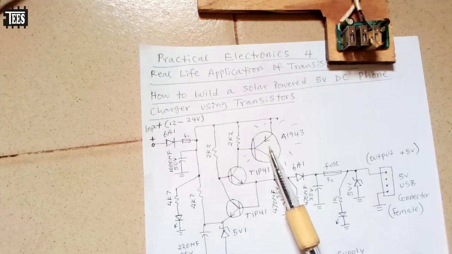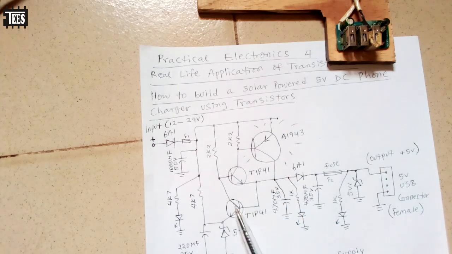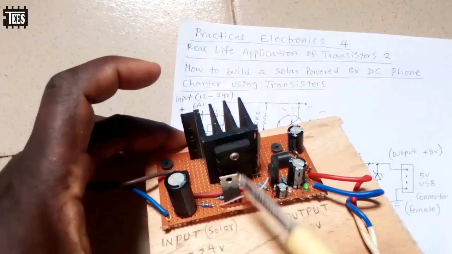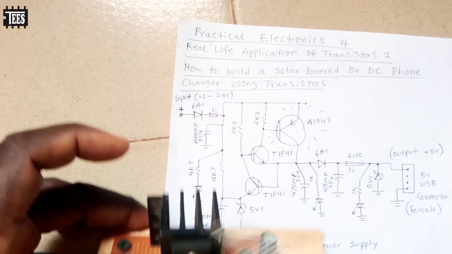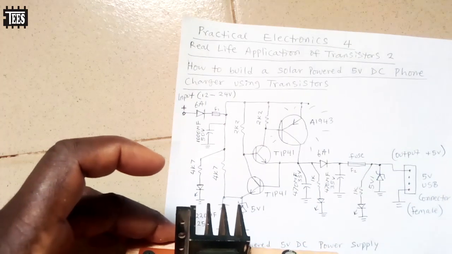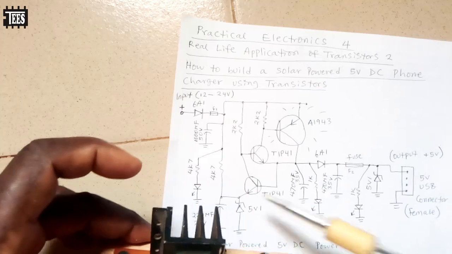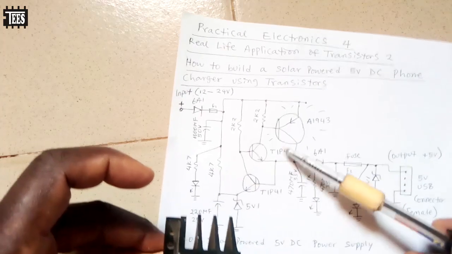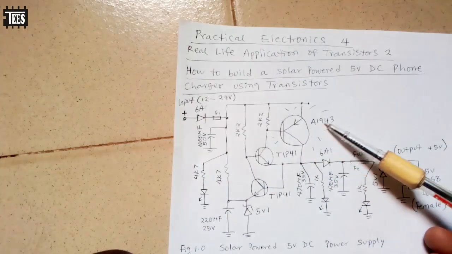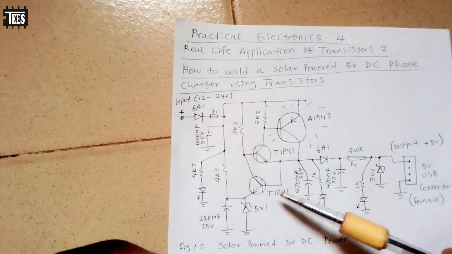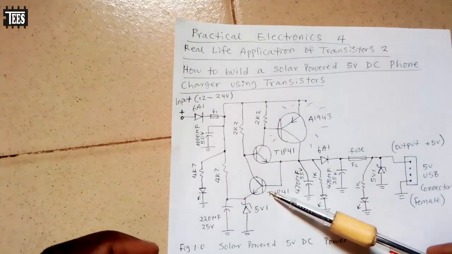This is a PNP transistor, this is an NPN transistor, this is also an NPN transistor. So we have 3 transistors here. The PNP transistor, the one we have here. Then we have the NPN transistor, the one we have here. Then we have another NPN transistor, which is this. Now you can see I used A1943. You can use any other version you want. I used TIP41 here. I also used TIP41 here.